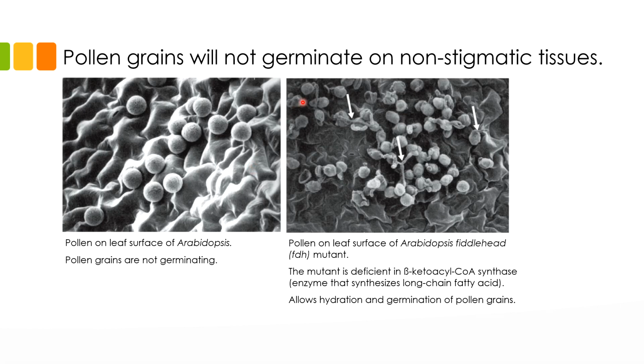Now on the right is a picture of pollen grains on the leaves of a mutant Arabidopsis. This mutant is deficient, or is not able to produce, an enzyme that synthesizes long-chain fatty acids. Because it cannot produce long-chain fatty acids, water flow is not restricted. In this case, pollen on the surface of the mutant leaves are able to germinate, as indicated by the white arrows. But again, this is a mutant. Under natural conditions, pollen grains are only able to germinate on the surface of the stigma.